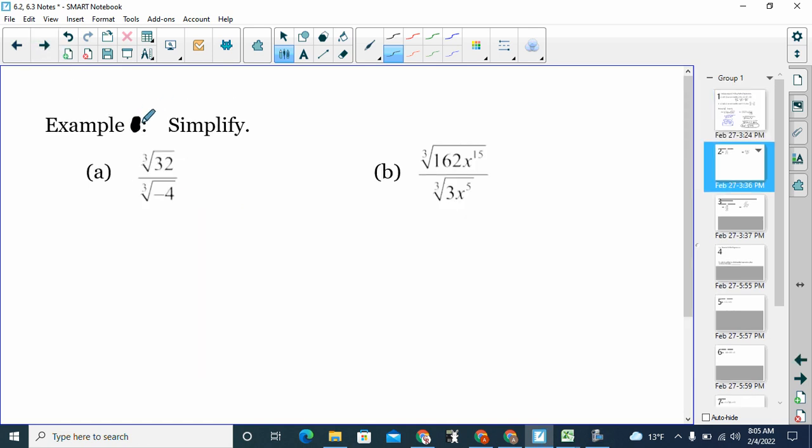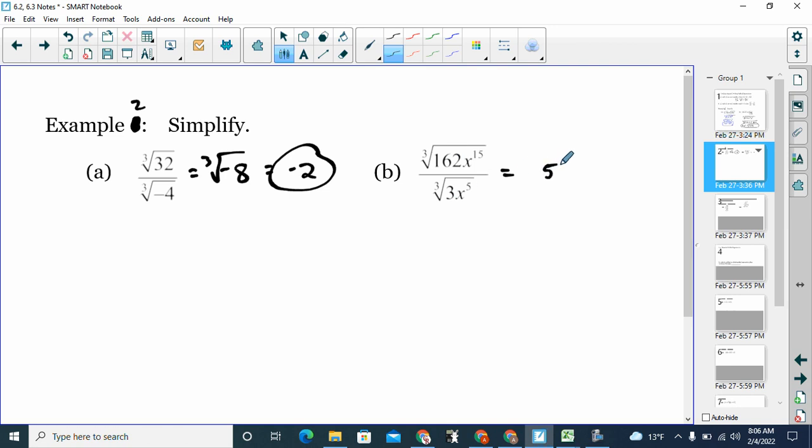Example 2, very similar, but now we're dividing. The cube root of 32 divided by the cube root of negative 4. I can just do 32 divided by negative 4 is negative 8, and then take the cube root, which is negative 2.